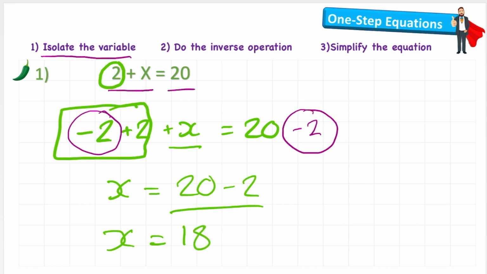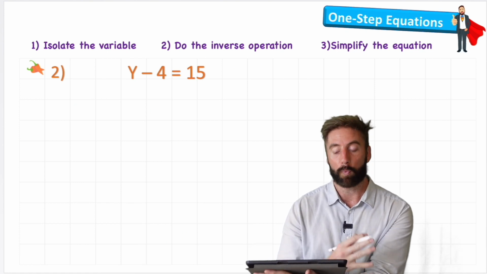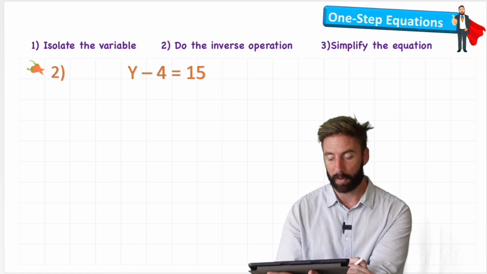So x equals 18. Let's plug it back into the equation and see if it works in place of this x. So ready? 2 plus 18 equals 20. And that is correct, so that works. Let's look at a slightly harder one with a subtraction. Now I have y minus 4 equals 15.